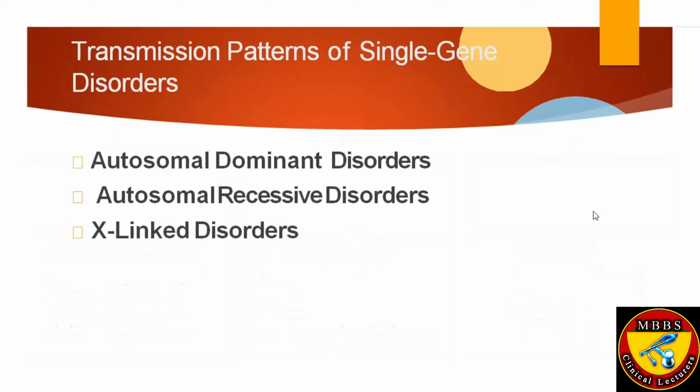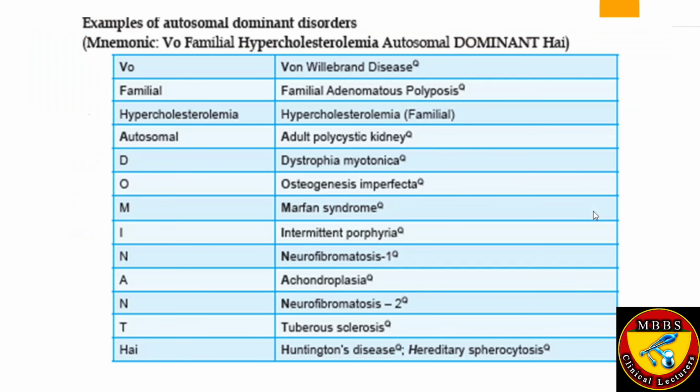So the transmission pattern of single gene disorders is either autosomal dominant, autosomal recessive, or X-linked. These are a few examples of autosomal dominant disorders: von Willebrand disease, familial hypercholesterolemia, adult polycystic kidney disease, dystrophia myotonica, osteogenesis imperfecta, Marfan syndrome, acute intermittent porphyria, neurofibromatosis, achondroplasia, tuberous sclerosis, Huntington disease, hereditary. So these are all examples of autosomal dominant disorders.